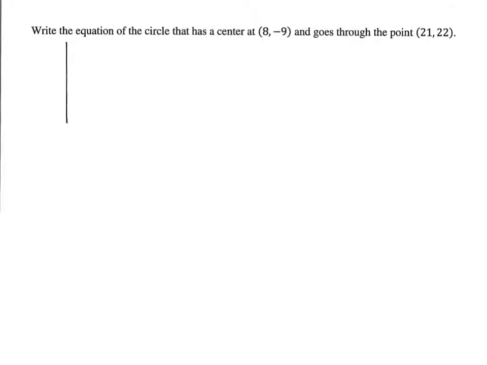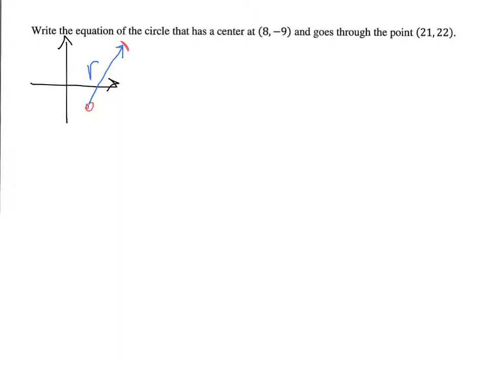If you have a set of x-y axes and you plot the point (8, -9), you're going to be down here somewhere. And it goes through the point (21, 22), so you're going to be out here somewhere on the edge of your circle at (21, 22). Then the segment from the center to the edge gives you the radius.